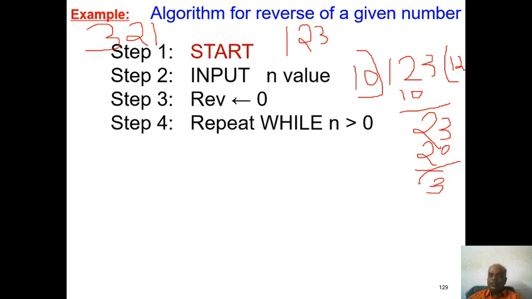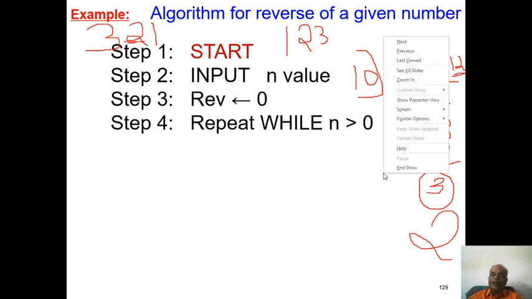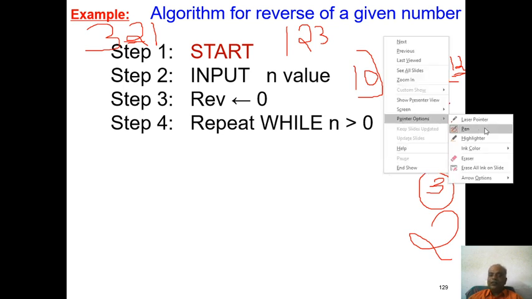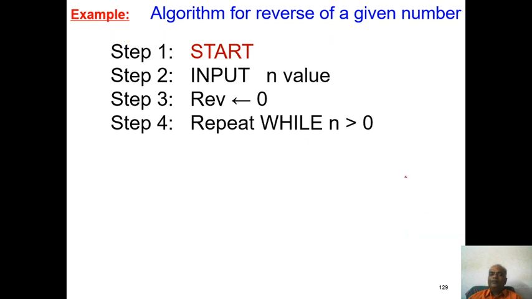This is called the remainder. So take the remainder. After that, what is the value next? 12. Again you divide 12 with 10, then automatically the remainder will come in the form of 2. So what is the next digit? 2 only. Next 1. So here always divide with 10. So start, input n value, reverse, repeat while n greater than 0.